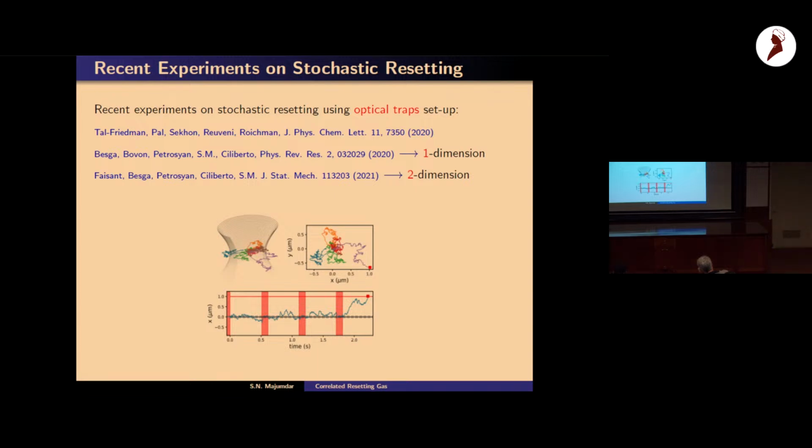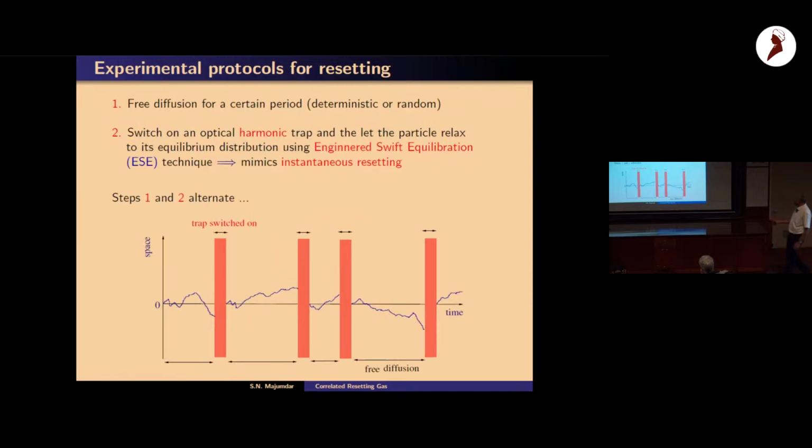The way it's done is the following. You take an optical trap and a single particle diffusing in it. Initially, you let the particle undergo free diffusion for a while, and then you switch on the trap, typically a harmonic trap. That is like mimicking the resetting: you take a very steep trap to reset to the origin, and you let the particle thermally equilibrate inside the trap, and during that time you don't take any measurement. Then again, you switch off the trap and let the particle diffuse. So there are these two alternating states, more precisely here.